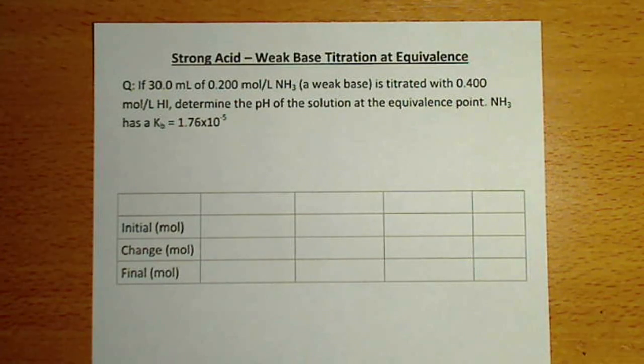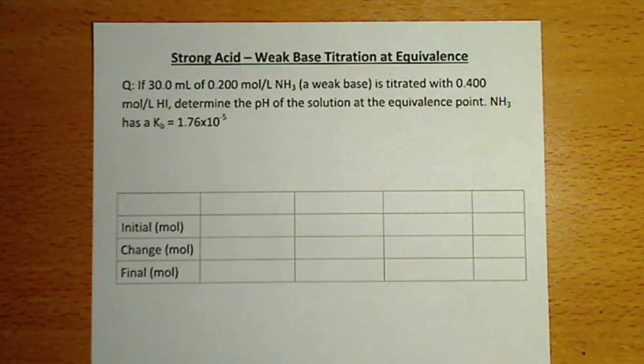Hi there. So in this video, we're going to be looking at a strong acid, weak base titration once the equivalence point has been reached. The question in particular asks: if 30 milliliters of a 0.2 mole per liter solution of ammonia, which is a weak base, is titrated with 0.4 mole per liter hydroiodic acid, HI, determine the pH of the solution at the equivalence point. We're also given the Kb value of ammonia, which is 1.76 times 10 to the negative 5. So note that ammonia is a weak base and hydroiodic acid is a strong acid.